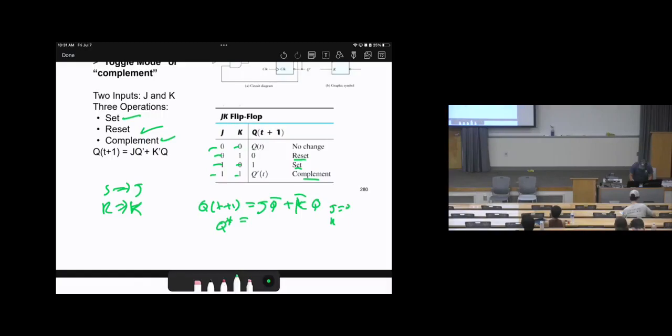So we can apply it: if J equals 0 and K equals 0, this will make it 0 Q bar plus 0 bar Q. This will make it 0 plus 0 bar, which is 1, which will make it Q. That's how we can derive it. So if you memorize the formula, you can find the excitation table easily.